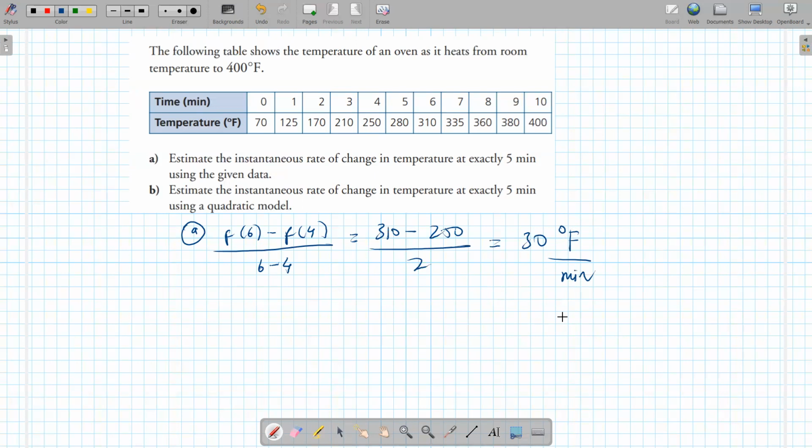Part B, estimate this using a quadratic model. Okay, how do you do that by hand? I don't think you can do that by hand, because to use a quadratic model, you need the x-intercept, y-intercept, the vertex, any of these, or all of these, in fact. We do have the y-intercept, but we don't have the vertex. Let me just see what they did, because I don't think this is doable by hand.